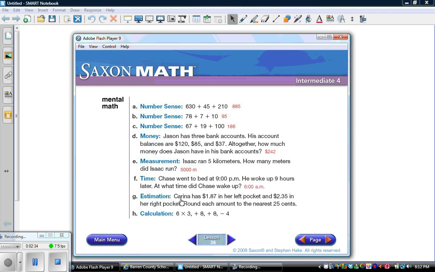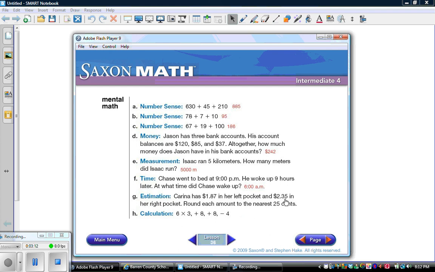Okay, estimation. Karina has $1.87 in her left pocket and $2.35 in her right pocket. Round each amount to the nearest 25 cents. Okay, this one is a tough one because I was thinking, okay, $1.75. Man, it's like almost right in between. Is it closer to $2? So I had to think $1.75, and then to 87 cents, that'd be a difference of 12 cents. And then from 87 cents up to the next dollar, that would be 13 cents. So technically this one would be $1.75.